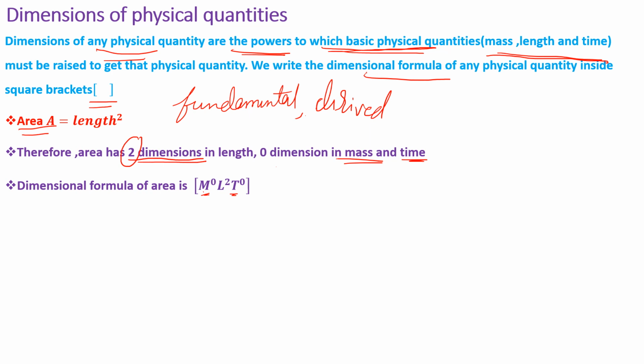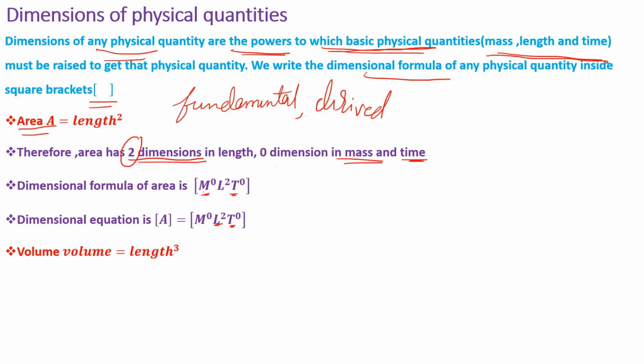Let us discuss that with one more example. So how to write the dimensional equation of area? Always we write the dimensional equation by putting it inside the square brackets. So I have kept the square bracket. So for area, [A] is equal to M to the power 0, L to the power 2 and T to the power 0. We shall discuss one more, that is volume.